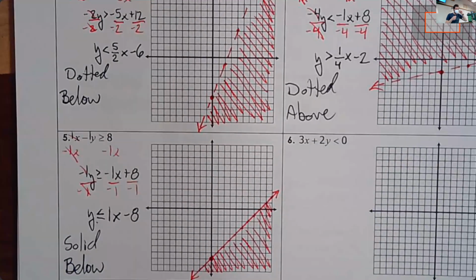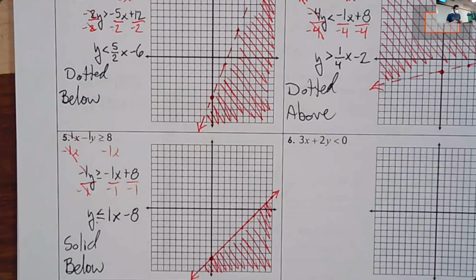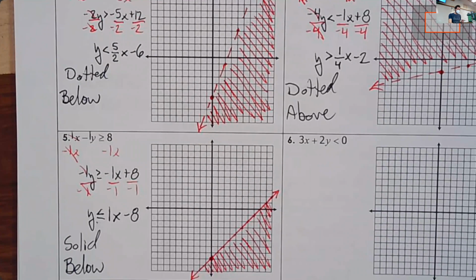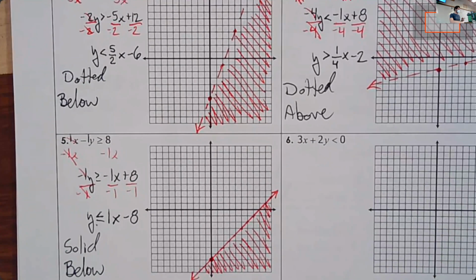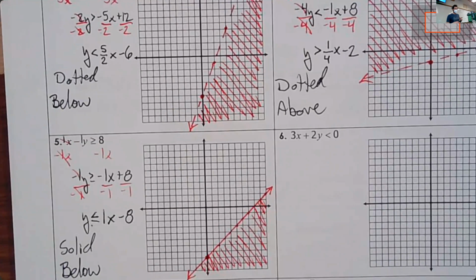All right. 6, 7, and 8. 6 is going to take longer than 7 or 8. 7 and 8 are going to be real quick. I'll explain why when we get there.